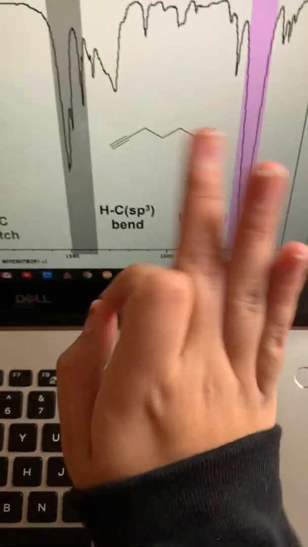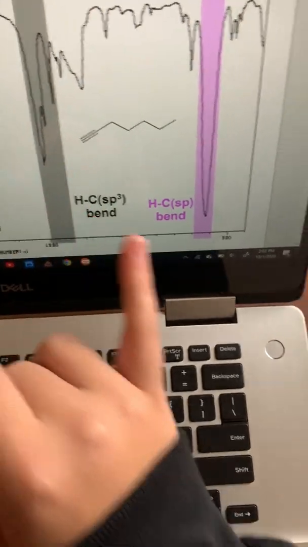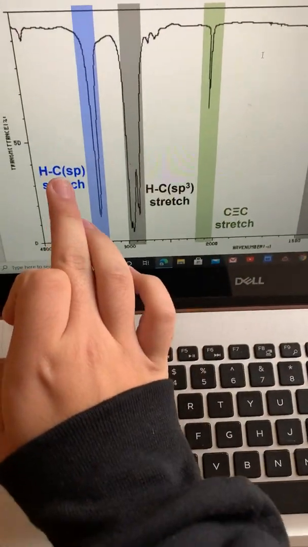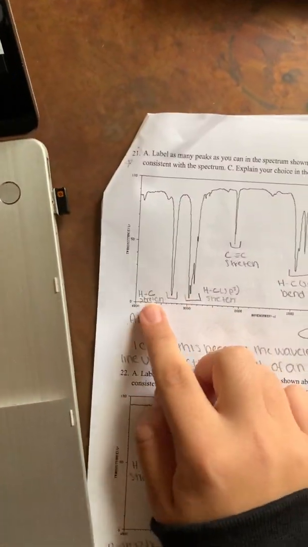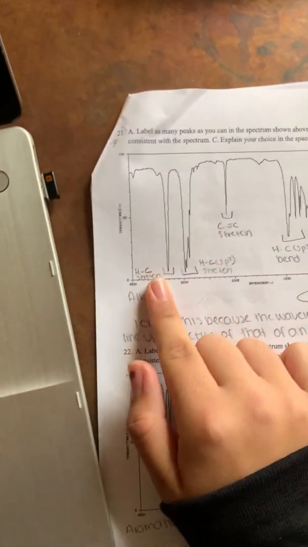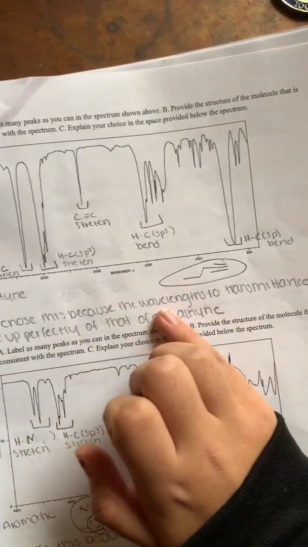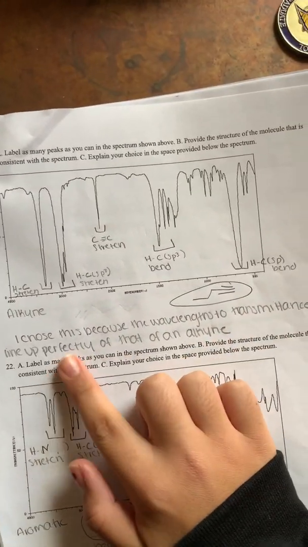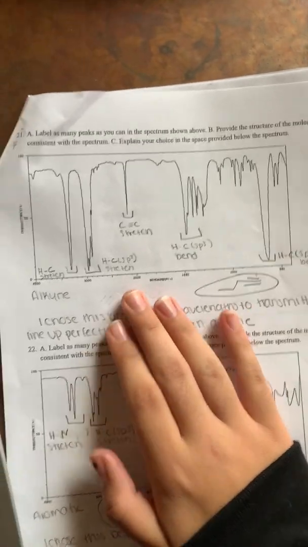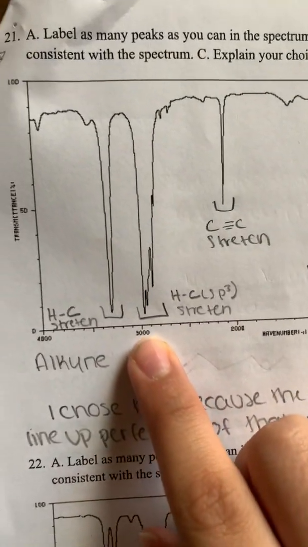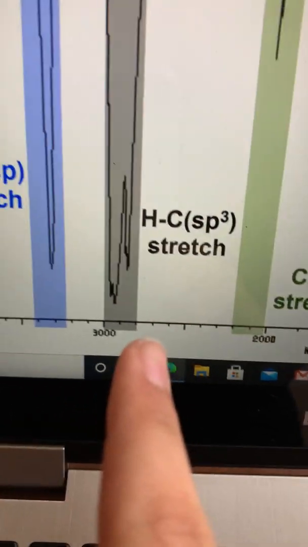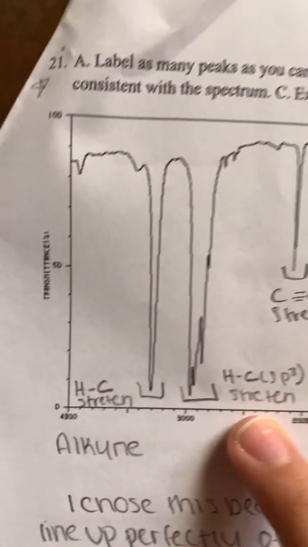And you can see here, the carbon chain is longer than what we were given, which is what I'm going to assume caused the differences in these peaks. We have the different bond stretches, and you can see here they line up with this, and I chose this because the wavelength of the transmittance lines up perfectly with that of an alkene. You can see here we're at 3,000 roughly, and this one's roughly at 3,000 for the H to C stretch.